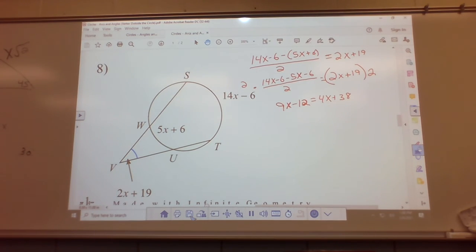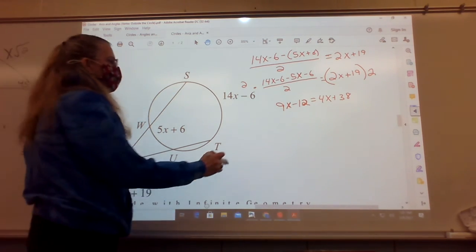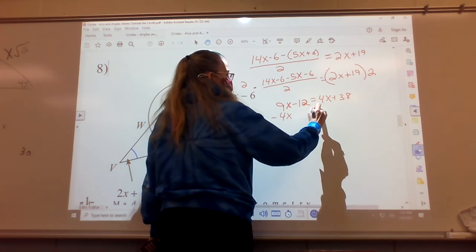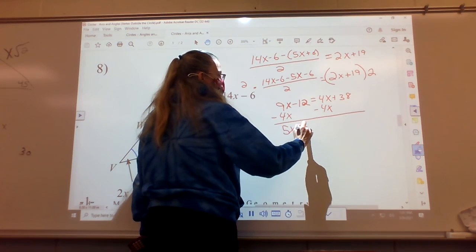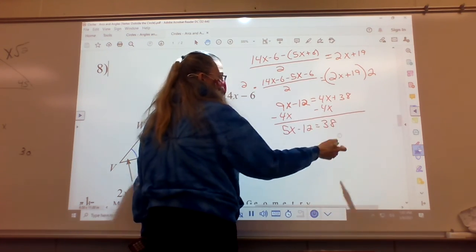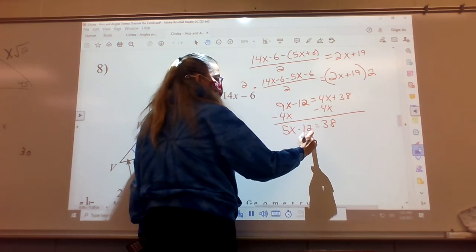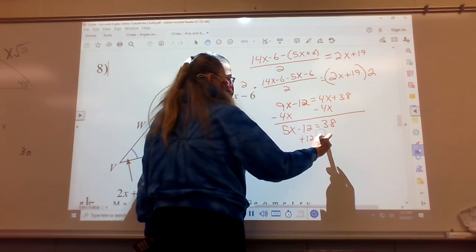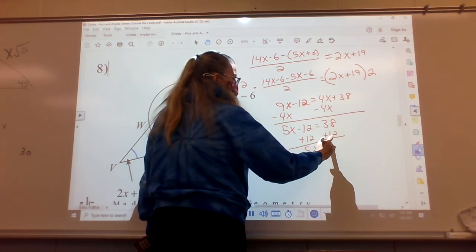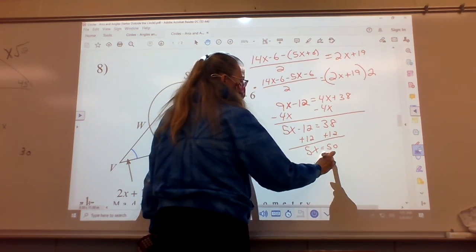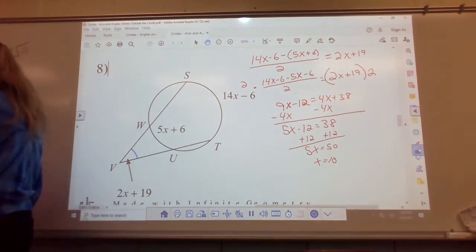Actually, it turns out the 2 on the back is a little bit easier than the 2 I showed. Let's get the x's together. I would move the 4x. 5x minus 12 equals 38. Now move the minus 12 by adding 12. 5x equals 50. So finally I had x equals 10. So that was my final answer.